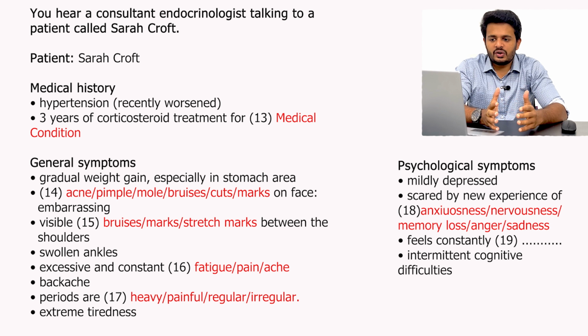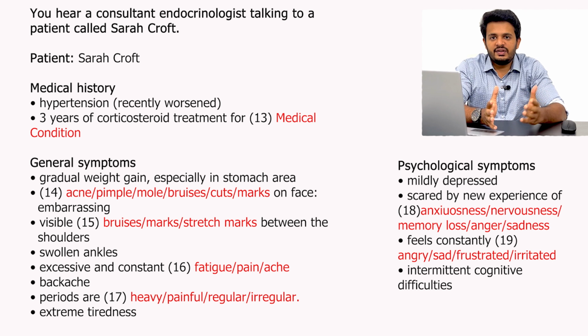Next one, feels constantly dash. Here it says that the patient is feeling constantly some kind of emotion. So what are the possibilities? We can see feels constantly angry, feels constantly sad, or it can even be feels constantly frustrated, or feels constantly irritated. So these are the possibilities. The last one says that the patient has intermittent cognitive difficulties. Okay, so I hope the question paper is clear for you.